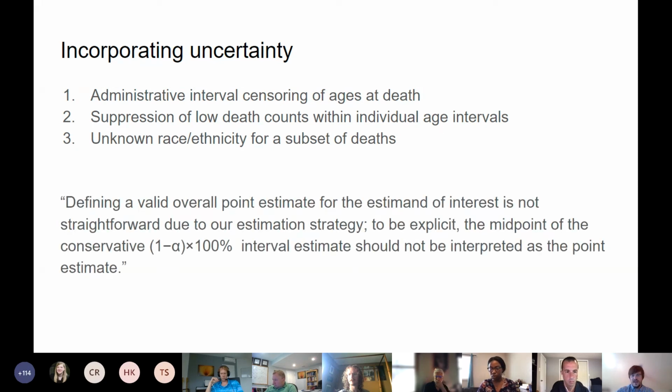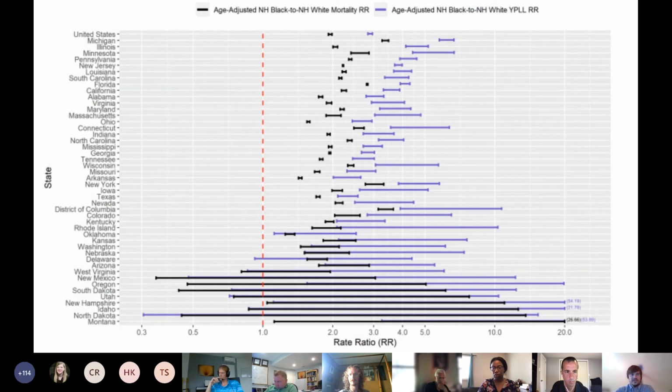types of uncertainty. And they say that you should not interpret the center of this interval that they create as a point estimate, but just look at the whole interval as an uncertainty measure. So here's the picture. So we have the red line of 1. That would be where the rate ratio between Black and white would be equal. And it immediately jumps out to me that most states, over half the states, are far to the right of that, meaning that for both mortality and YPLL, the Black rates are much higher than the white rates.